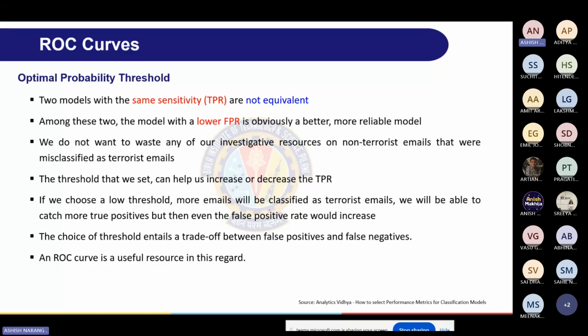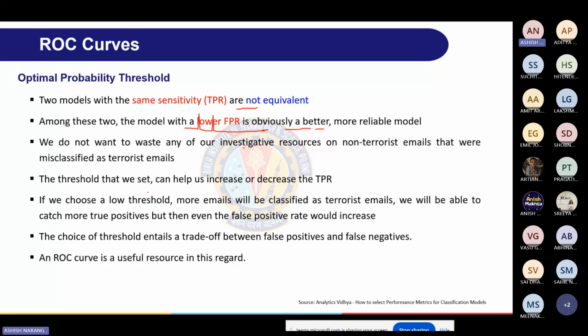Two models with the same sensitivity rate are not equivalent. We have understood that. Among these two models, whichever has the lower false positive rate will be the more reliable model, right? Lower FPR means better, right? We don't want to waste resources, because a false positive wastes certain resources. You say this is a terrorist email, so something is going to happen, but actually nothing will, because it was falsely labeled as positive. We don't want to waste any investigative resources on non-terrorist emails that were misclassified as terrorist emails, right?